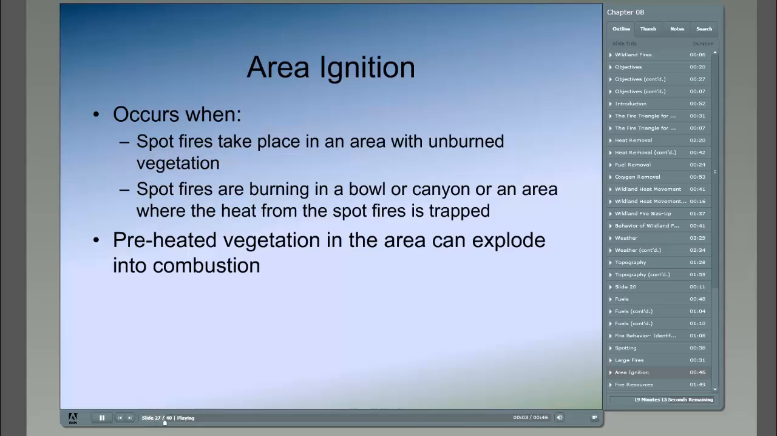Area ignition is an event that happens when spot fires occur in an area with unburned vegetation, or when the spot fires are burning in a bowl or in a canyon, or in an area where heat from the spot fires is trapped. In some cases, an inversion layer will hold the heated gases within the bowl. The spot fires that are burning preheat the unburned vegetation to a point where it reaches its ignition temperature. All at once, the preheated vegetation in the area explodes into a combustion. If firefighters are in the bowl area, the chances of survival are slim. Similar conditions exist in a confined room where flashover occurs, resulting in the entire room exploding in a fire.